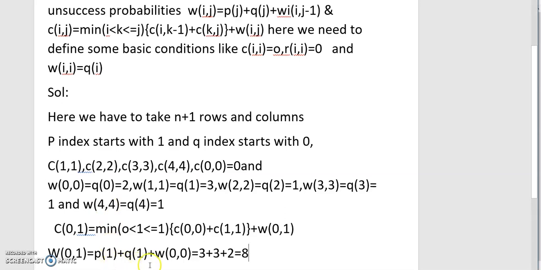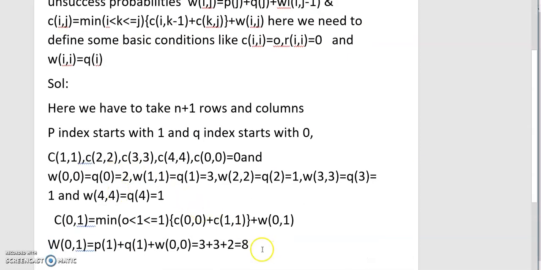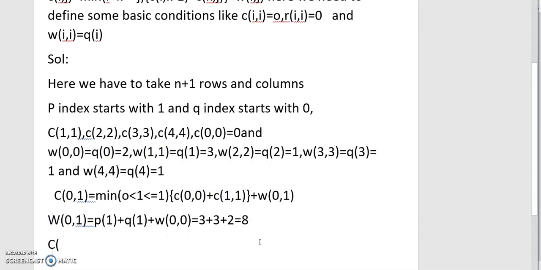How have we taken P of 1 and Q of 1? From this, P of 1 means 3, Q of 1 means 3, right? By using these values we have got this. So W of 0 comma 1 is 8. Now substitute this into C of 0 comma 1. The value is the minimum over these limits: C of 0 comma 0 means 0, plus C of 1 comma 1 means 0, plus W of 0 comma 1 means 8. So the value is 8. Okay.